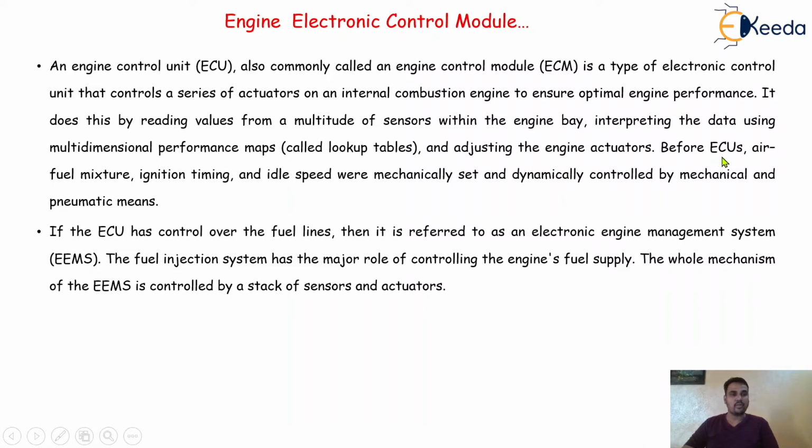Before electronic control units, the air-fuel mixture, ignition timing, and idling speed were mechanically set and dynamically controlled by mechanical and pneumatic means. If the ECU has control over the fuel lines, then it is referred to as an electronic engine management system, that is EEMS. The fuel injection system has the major role of controlling the engine's fuel supply. The whole mechanism of this electronic engine management system is controlled by a stack of sensors and actuators. It is a whole combination of these sensors as well as the actuators.